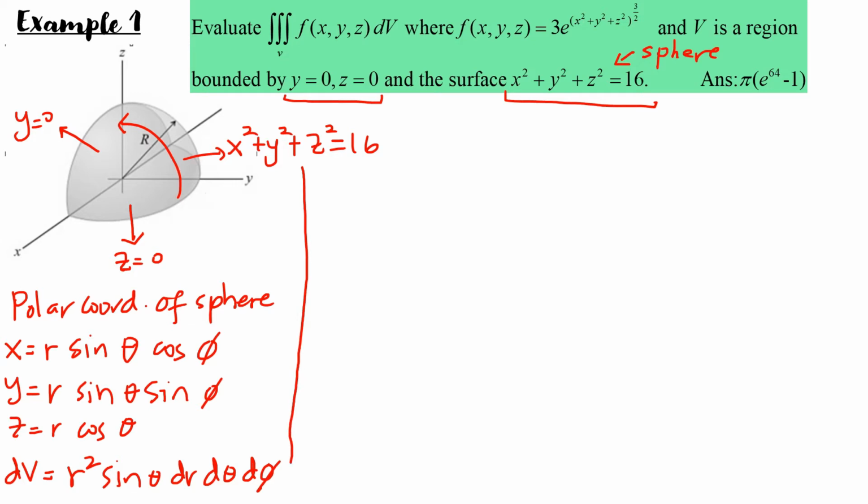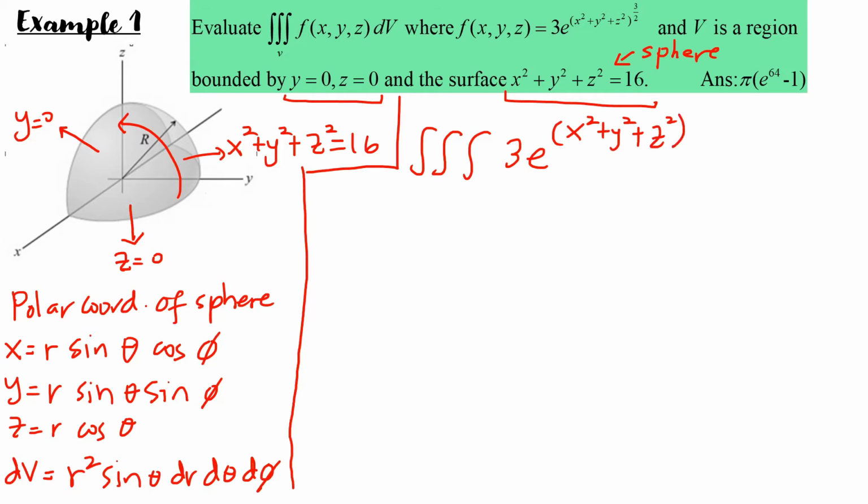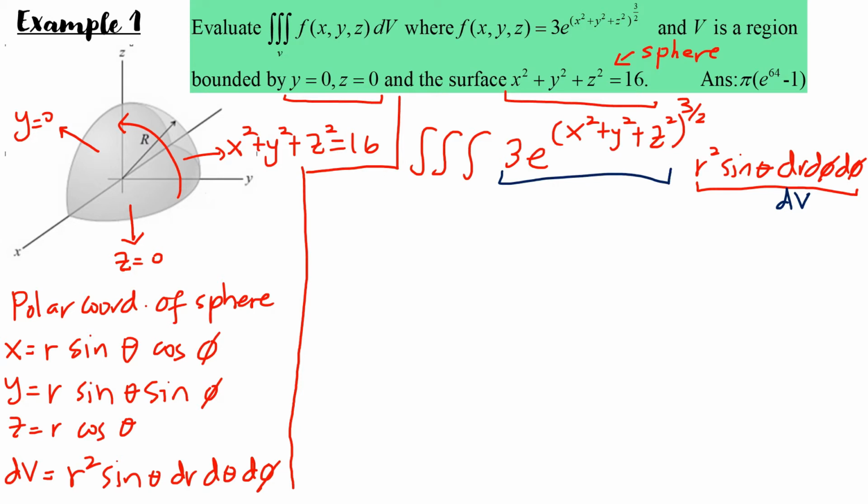First of all, you have to make sure of the function that you are going to integrate. You want to do the triple integral of 3 exponential (x squared plus y squared plus z squared) to the power of 3 over 2, and your dV is r squared sine theta dr d theta d phi. This comes exactly from the formula, from the polar coordinates. In order to use this dV, you have to make sure the function you are going to integrate is also in terms of r, theta and phi. Sorry, I always make mistakes.